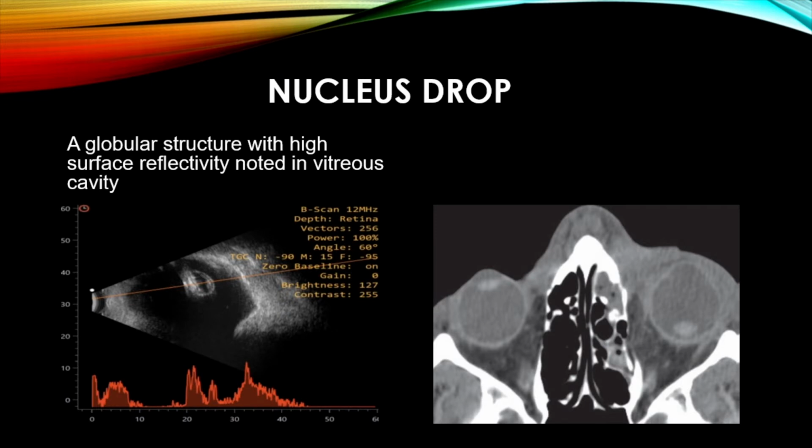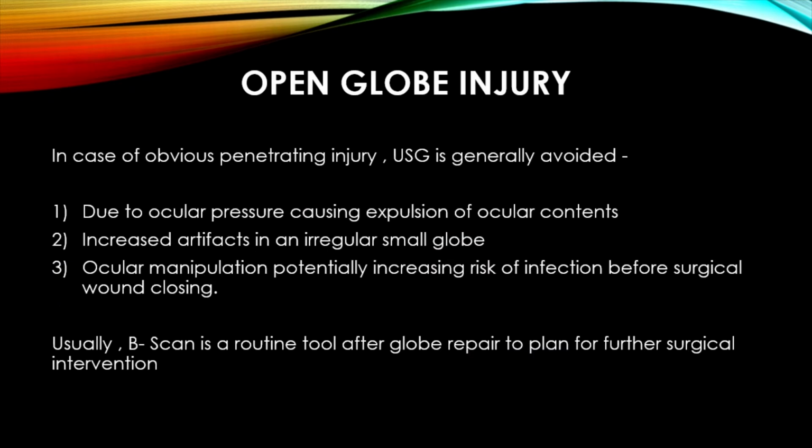So this is one example. The left figure shows an ultrasound of a nucleus drop, which shows a globular structure with high surface reflectivity in the vitreous cavity. And similarly, in the CT scan, the nucleus drop is evident.